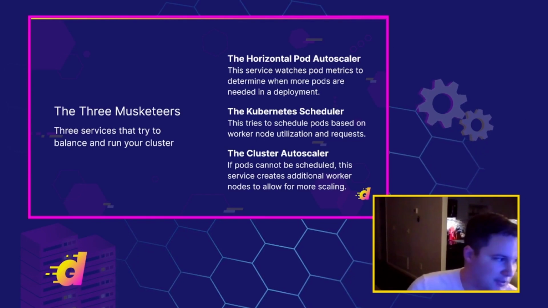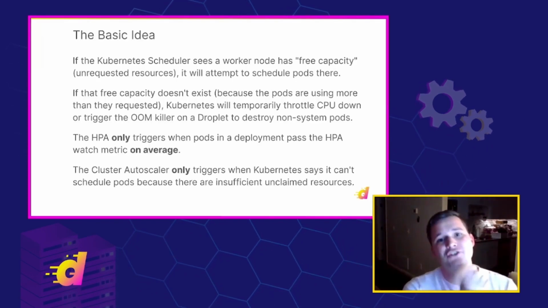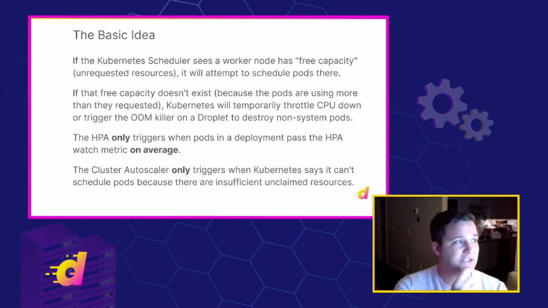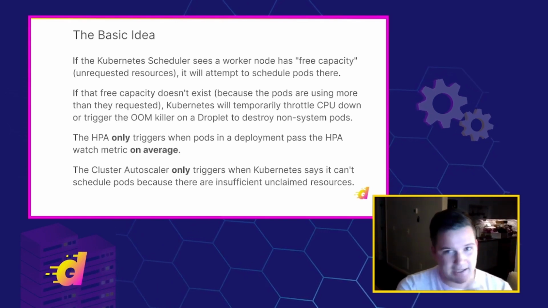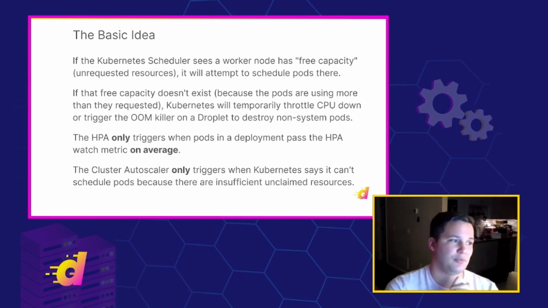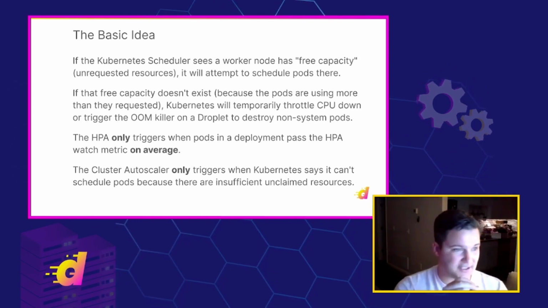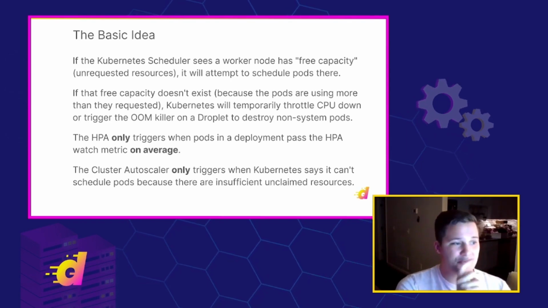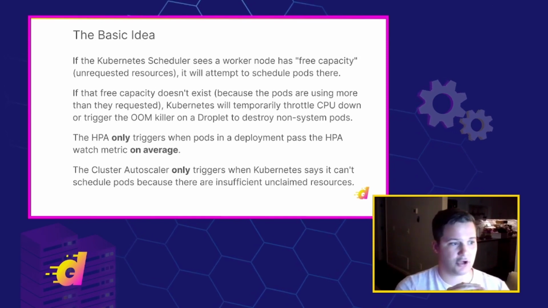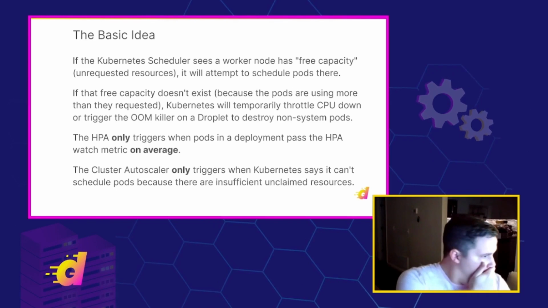So these are the three musketeers. That's kind of how they work together. So here's the basic idea. If the Kubernetes scheduler sees a worker node has free capacity, aka unrequested resources, it'll attempt to schedule pods there. However, if that free capacity doesn't actually exist because the pods are using more than they've requested, they're using up to their limit, Kubernetes will temporarily throttle CPU down or trigger the OOM killer to destroy non-system pods. System pods are protected, obviously.